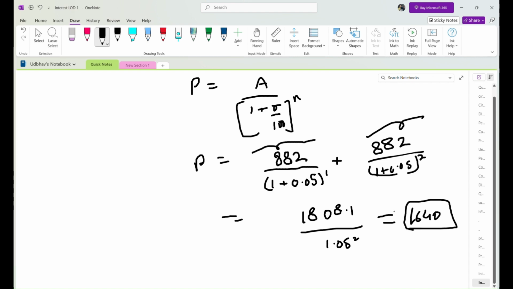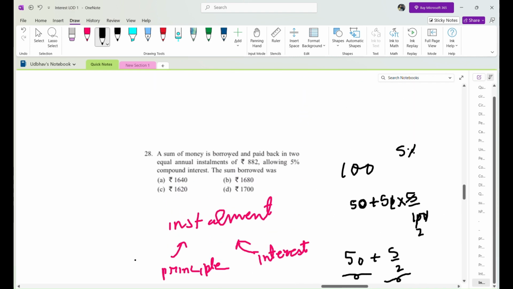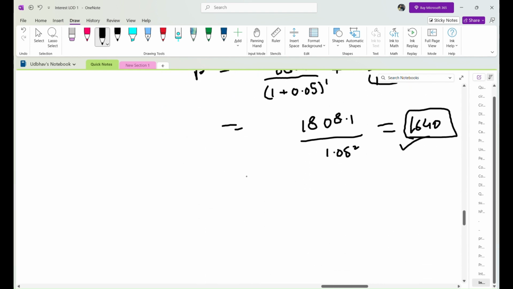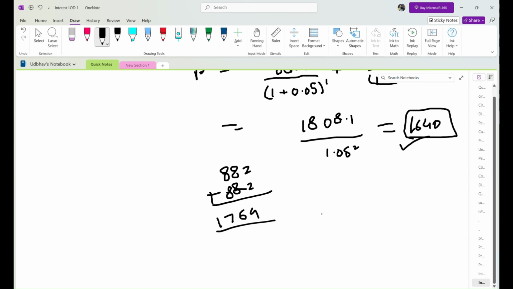So can you see, this person only borrowed 1640 rupees, but how much does he have to pay? 882 and 882, two times, 1764. He paid 1764 rupees to clear a debt of 1640.